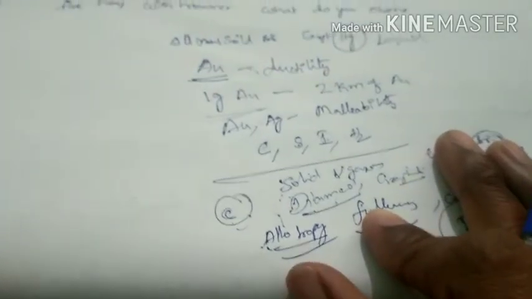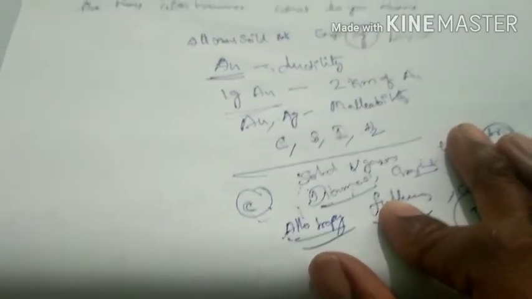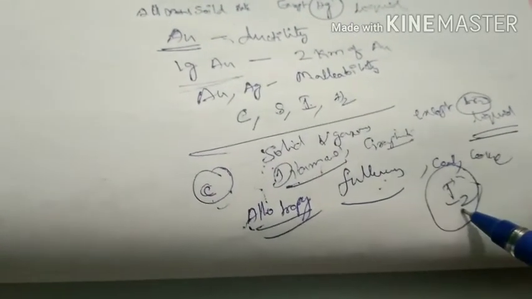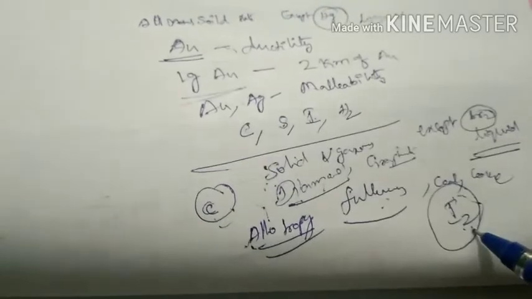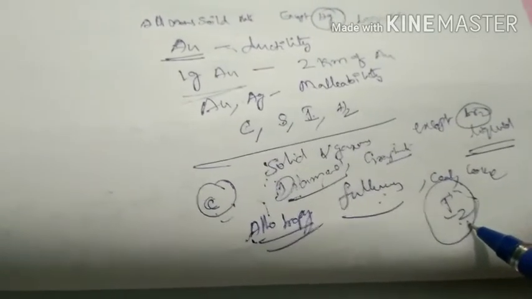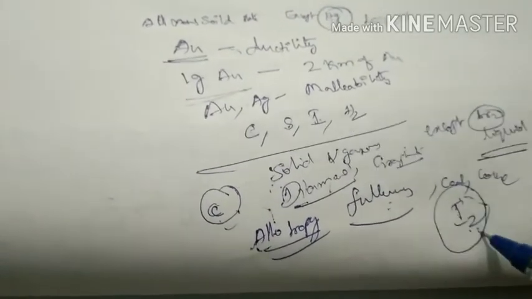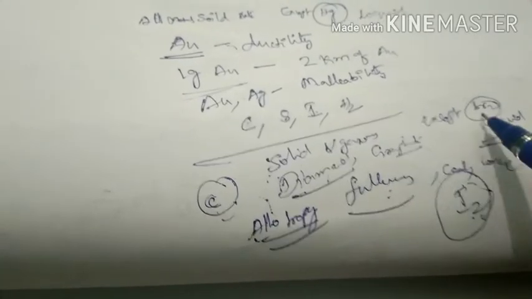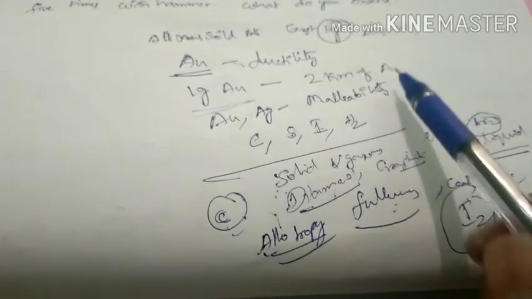Next, there are some more points regarding metals and non-metals. Iodine is the only non-metal which exhibits luster. So the only non-metal which exhibits luster is what? Iodine. The only liquid non-metal is bromine. The only liquid metal is mercury. You should remember all these points. Next one.